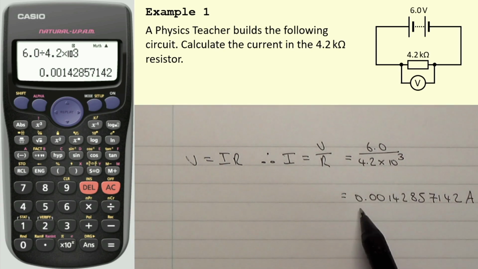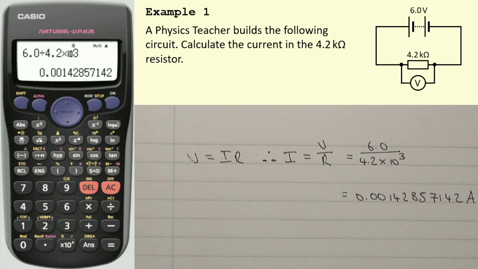If I was to write this as the final answer, that's what the calculator's telling me, I would actually find that I would only get 2 out of 3 marks. As I said, the numbers here, 6.0 and 4.2 kilo ohms, are written to two significant figures. My final answer should also be written as two significant figures. Now, I'm allowed anything up to 2 too many and 1 too few. But I've got 1, 2, 3, 4, 5, 6, 7, 8, 9 significant figures there. We don't count the leading zeros.